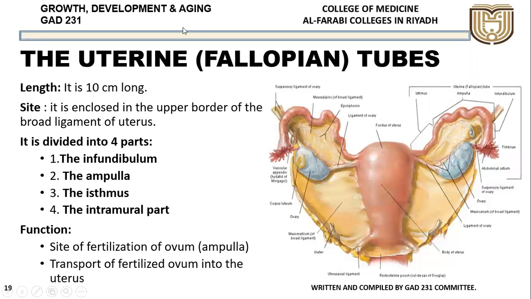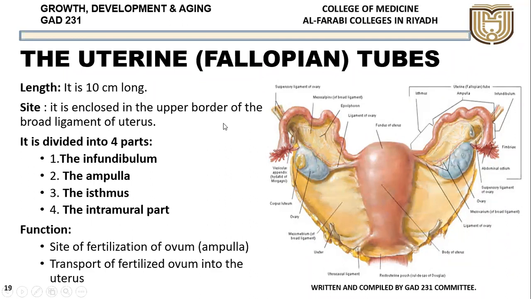This is called the uterine tubes, fallopian tubes, or oviduct. These are the tubes on either side. They are 10 centimeters long. They are enclosed in the upper border of the broad ligament of the uterus. There is a long peritoneal fold, called the broad ligament, which covers these tubes on either side. So they are present on the top of this broad ligament.